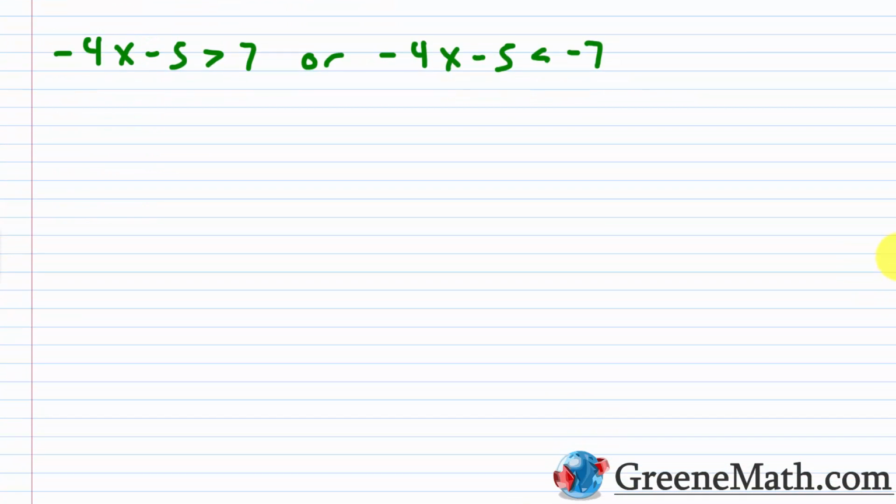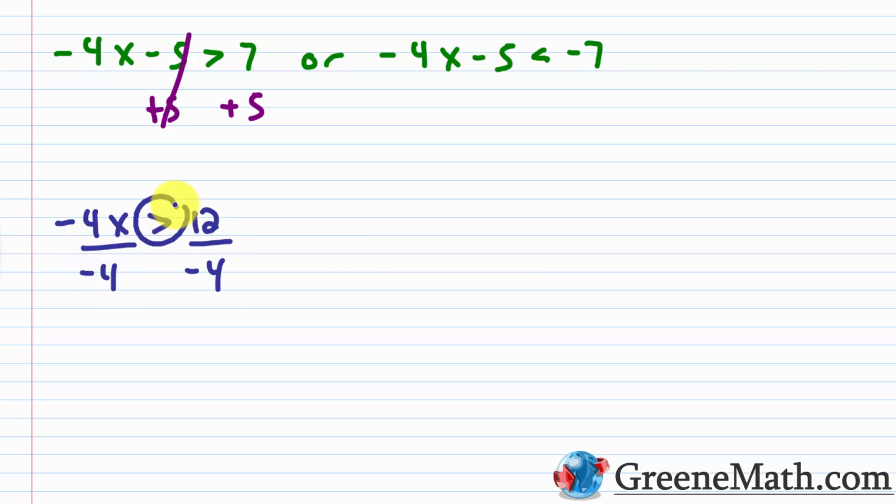Okay, so let's solve our compound inequality. Let's add 5 to each side of the inequality. That cancels. You get that negative 4x is greater than 12. We divide both sides by negative 4. Remember, this has to flip. We divide by a negative, so this is a less than now. So you've got x is less than 12 over negative 4, which is negative 3.